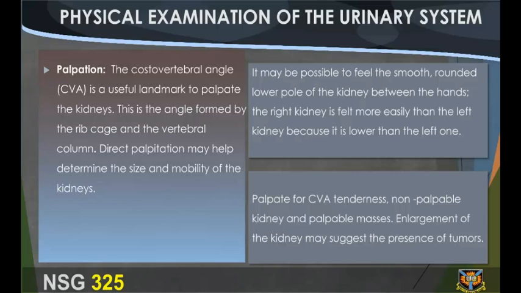Palpation. The costovertebral angle (CVA) is a useful landmark to palpate the kidneys. This is the angle formed by the rib cage and the vertebral column. Direct palpation may help determine the size and mobility of the kidneys. It may be possible to feel the smooth, rounded lower pole of the kidney between the hands. The right kidney is felt more easily than the left kidney because it is lower than the left one.